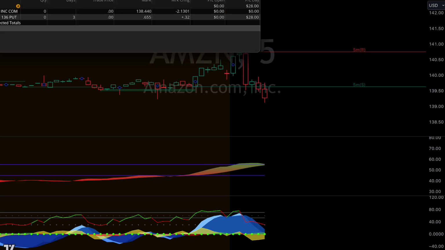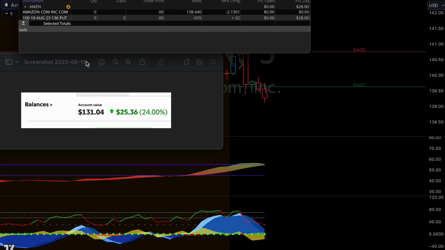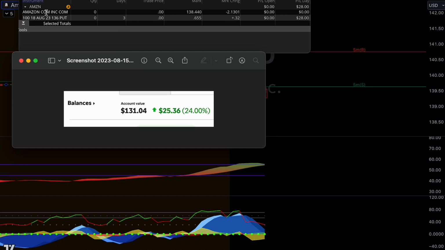And you can see here, here's the trade. So I had 2 contracts of Amazon, for a 24% gain. I typically look for 10 to 20%, so 24% was great. We started yesterday with $100. We're up $31, and we'll keep marching to that 1,000.